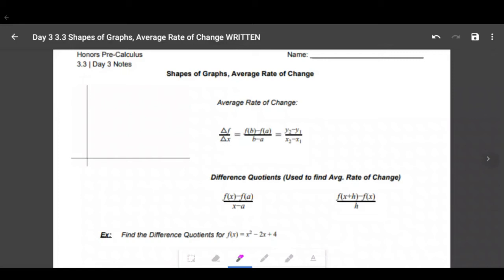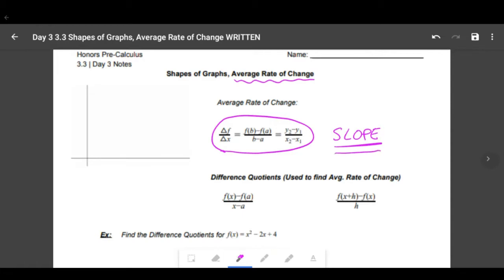Today we're looking at Chapter 3, Day 3, and shapes of graphs, but the more important thing that we're going to focus on is the average rate of change. Now, if you look down here, the average rate of change is delta f over delta x, and you might be saying, well, that's just slope, and you would be 100% correct, right? Y2 minus y1 over x2 minus x1. And typically, we're just looking at slope.